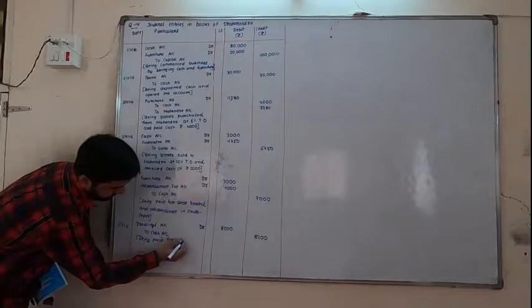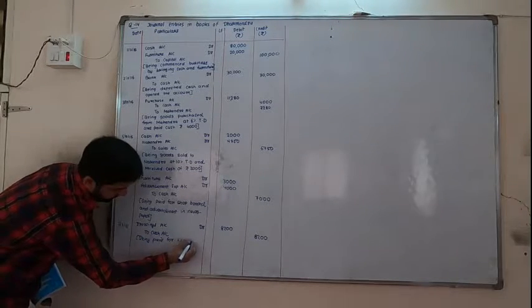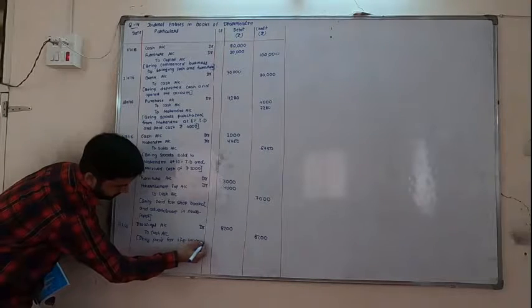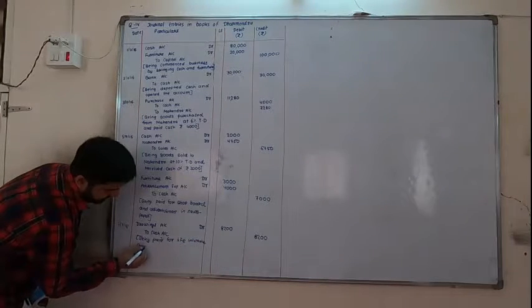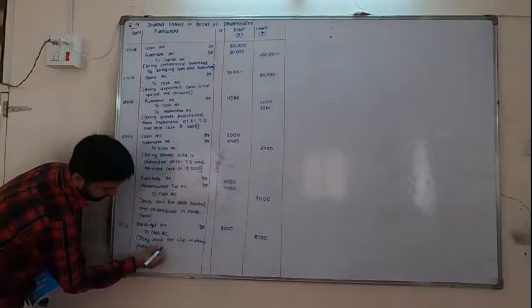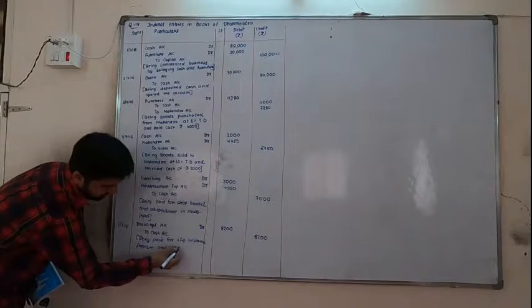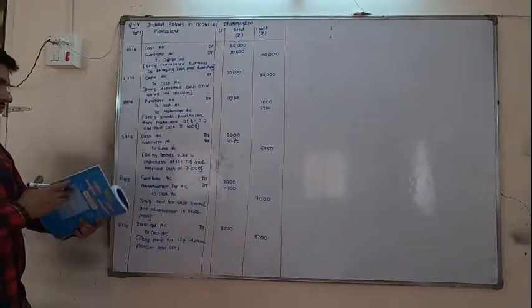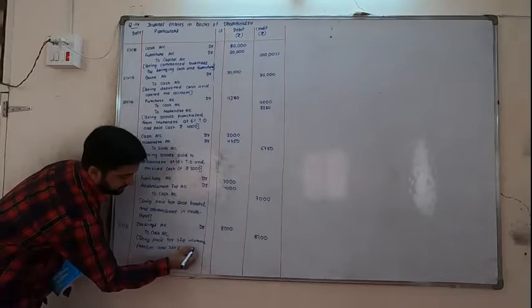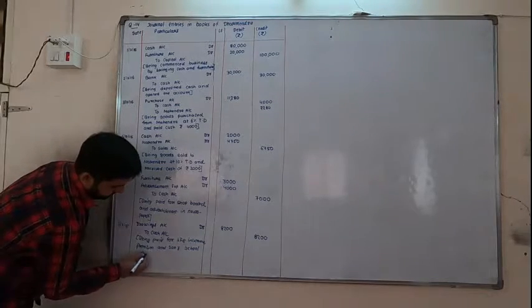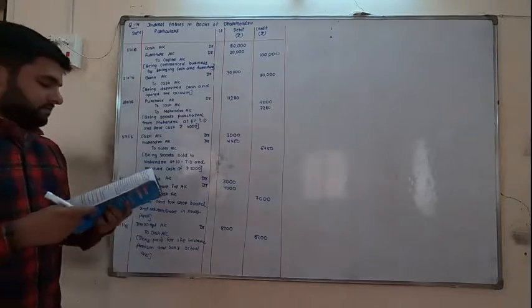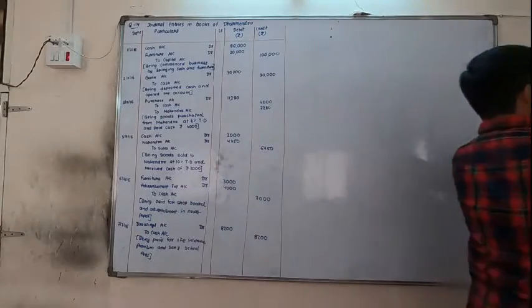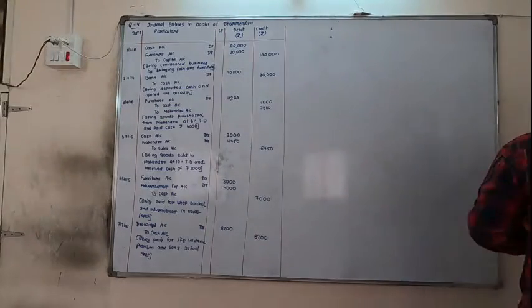Being paid for life insurance premium and son's school fees. Three more entries.